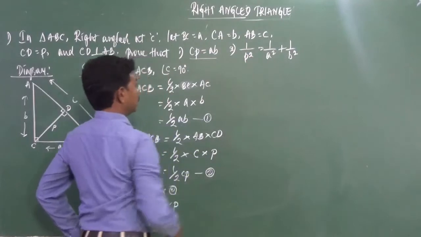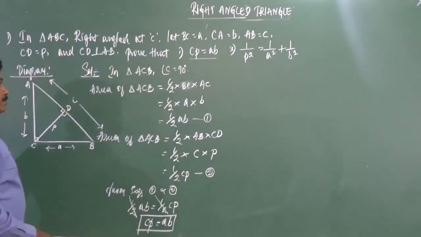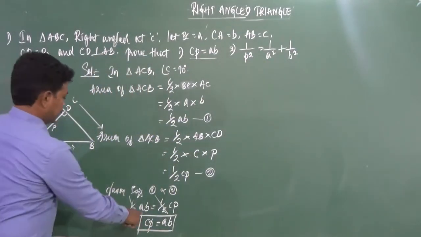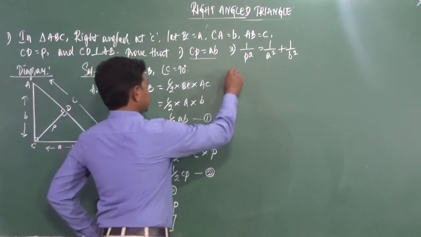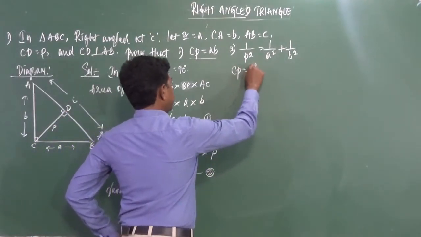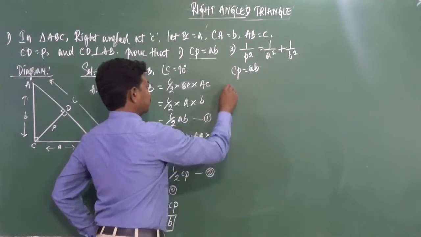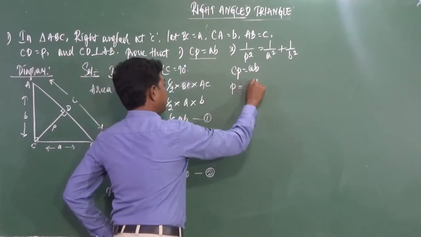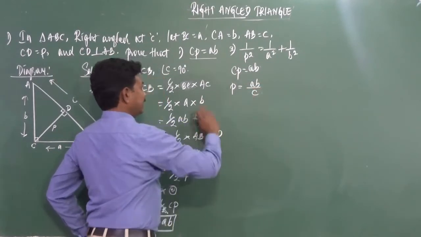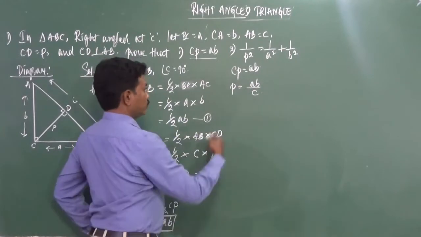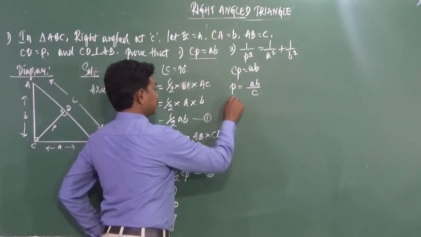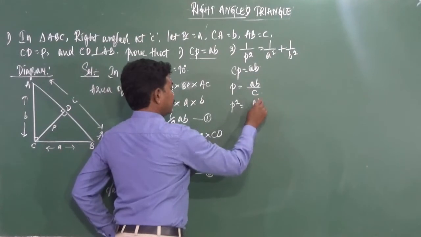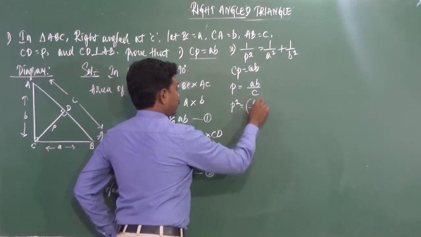1 by p square is equal to 1 by a square plus 1 by b square. We have to prove that. So we will take this result and continue. So cp is equal to ab. Now make p the subject. So p is equal to ab by c. Take squaring on both sides. That becomes p square is equal to ab by c whole square.